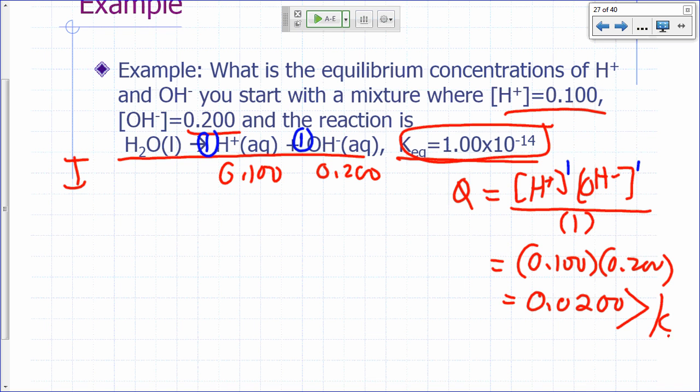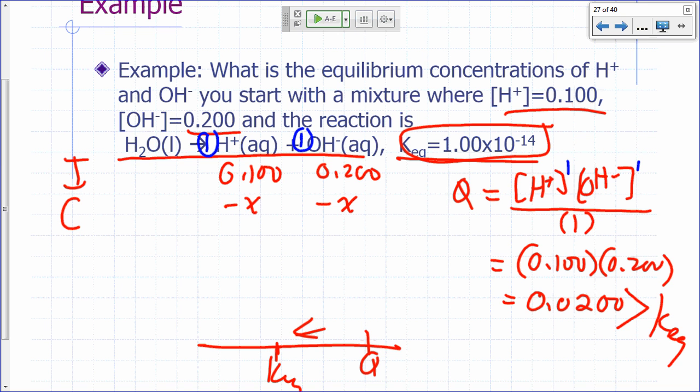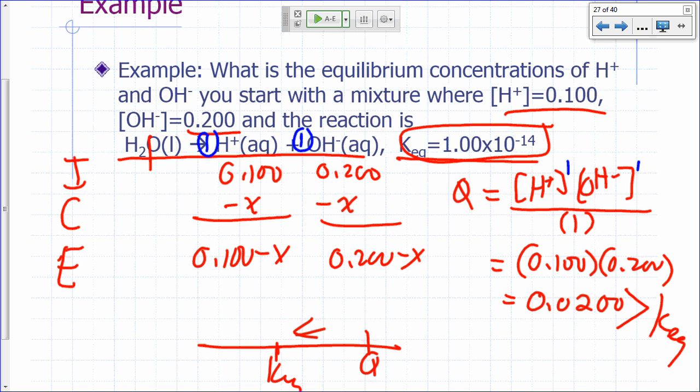That's greater than KEQ. So which way will the reaction go? Left or right? Q is greater than KEQ. Reaction goes to the left. So the changes would be minus X, plus X, right? And we really don't care about the water anymore because that's just going to be a 1 in terms of activities, right? So what would be the values at equilibrium then? This is going to be 0.100 minus X for H plus and 0.200 minus X for hydroxide.